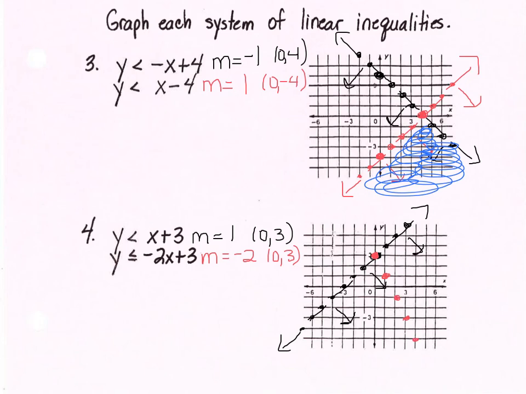We can also go up 2 and left 1. My symbol is less than or equal to. Since it has the equal to, I'm going to draw a solid boundary line. Since it's less than, I'm going to shade below that line. So this would be below. My final answer is making sure I have these two lines correct and then shading where the overlapping area is, which is this lower section of the graph.